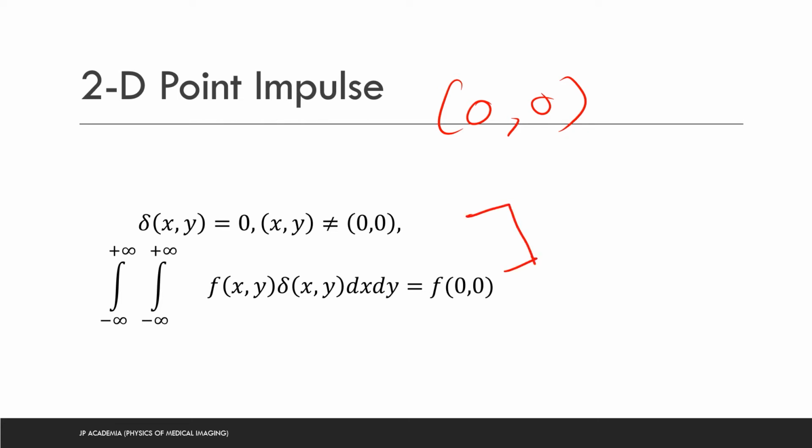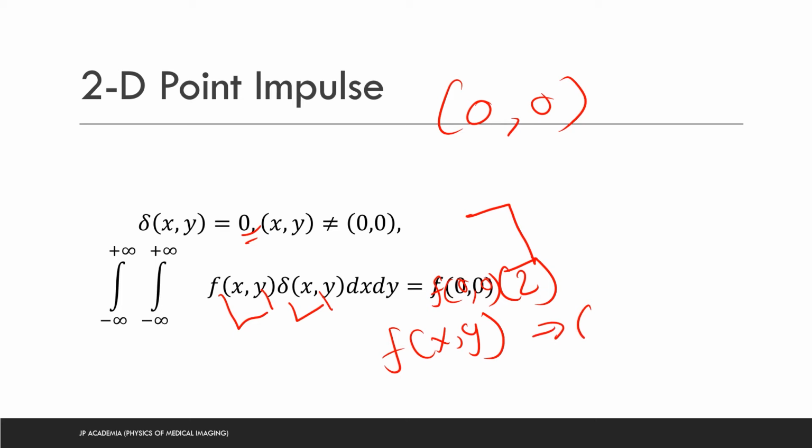So the first property is shown here: when your x and y is not equal to 0, 0, thus the value of your function is 0. And the second property here is getting the integral of a certain signal f times your Dirac function here, which is equal to f(0, 0). So it's like picking off the value of this function f(x, y) at the location 0, 0.